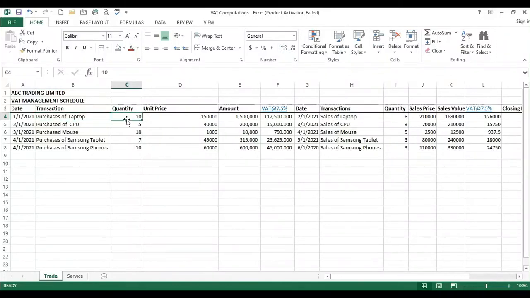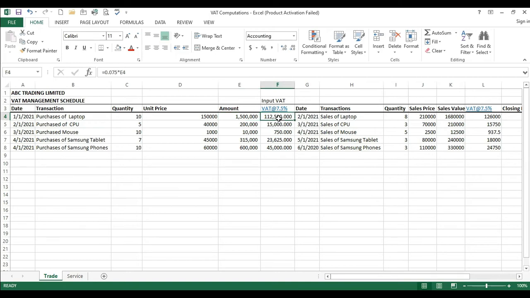They bought 10 units of laptop, and each laptop costs 150,000 naira, and the total price is 1.5 million. That's when you multiply 150,000 naira by 10, you are going to get 1.5 million. Because they are buying, they are going to pay VAT. This VAT here they are buying is what we call input VAT. This is the input because they are buying. So the input VAT is 7.5% of what they bought, and that's 112,500 that they paid.